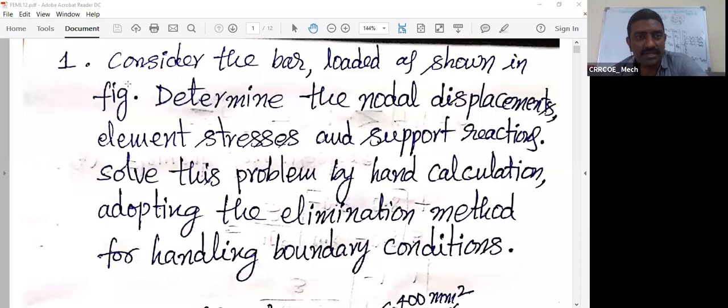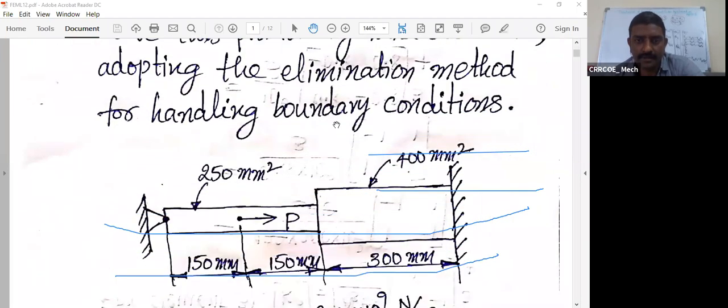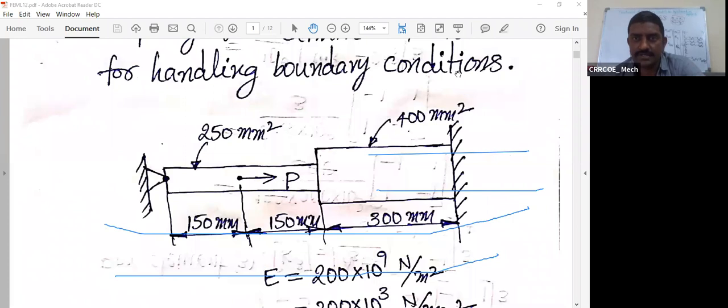So the same problem that was given to you, I am discussing here again. Consider the bar loaded as shown in the figure. Determine the nodal displacements, element stresses, and support reactions. Solve this problem by hand calculation, adopting the elimination approach for handling boundary conditions. So this is the problem given.